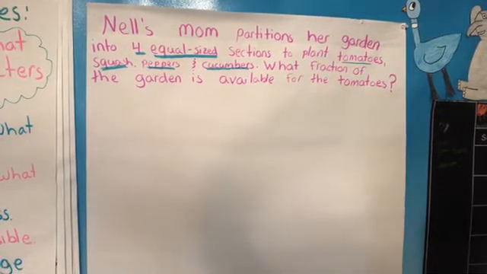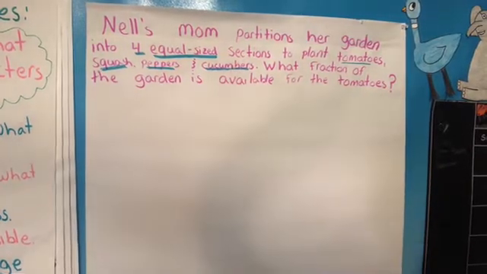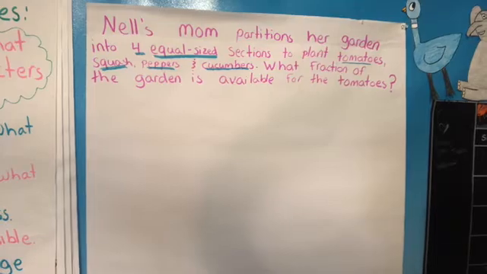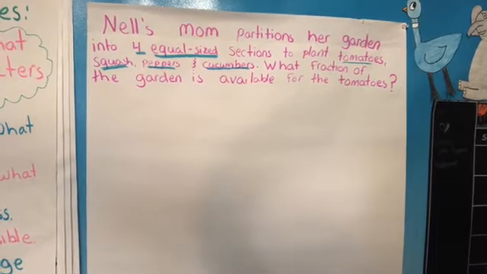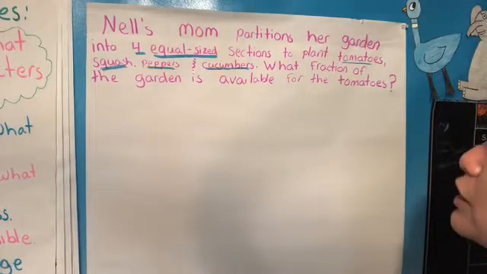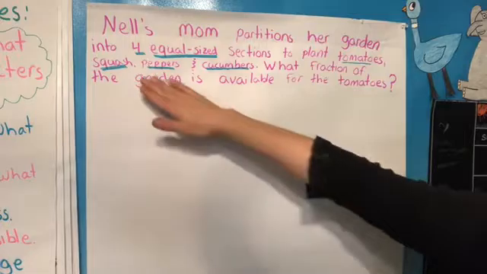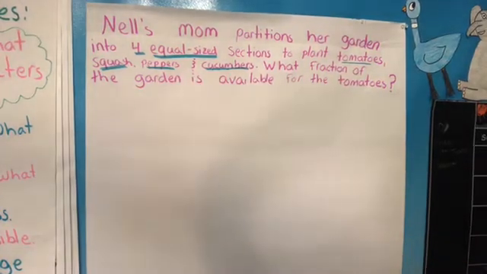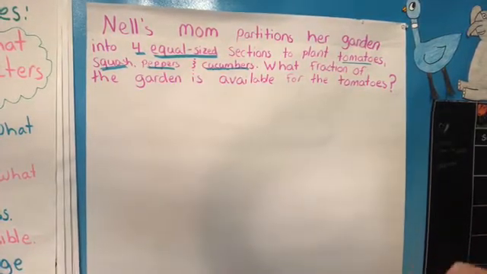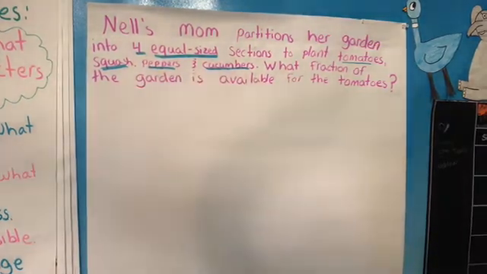So let me ask you a question. Could the tomatoes be one size and the portion for the cucumbers or the peppers or the squash be a different size? Yes, no, and why? Maybe you said that the portion size, the size of the garden for the squash, peppers, and cucumbers has to be exactly the same size as the portion for the tomatoes. That's what it means as 4 equal-sized sections.